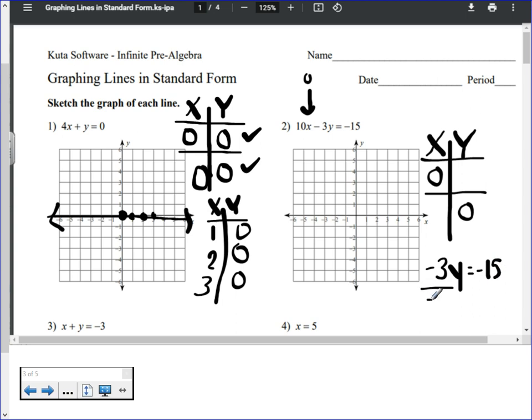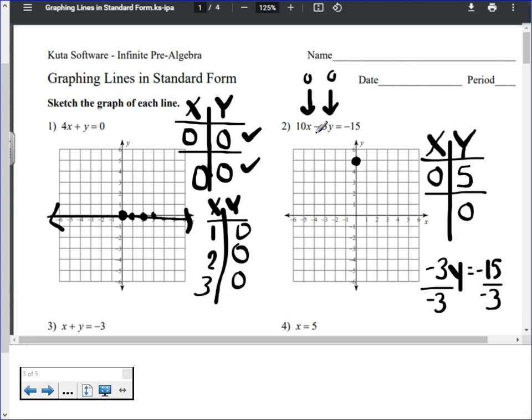So I'm going to divide by negative 3, divide by negative 3. What is a negative divided by a negative? So what number would that be? 5. This is our first point right here, 0, 5. So let's go ahead and graph that. We're going to go over 0 and up 5 and make our first point. You have to have 2 points to make a line. Right now we only have 1 point. So we need to figure out what happens when we make y 0.